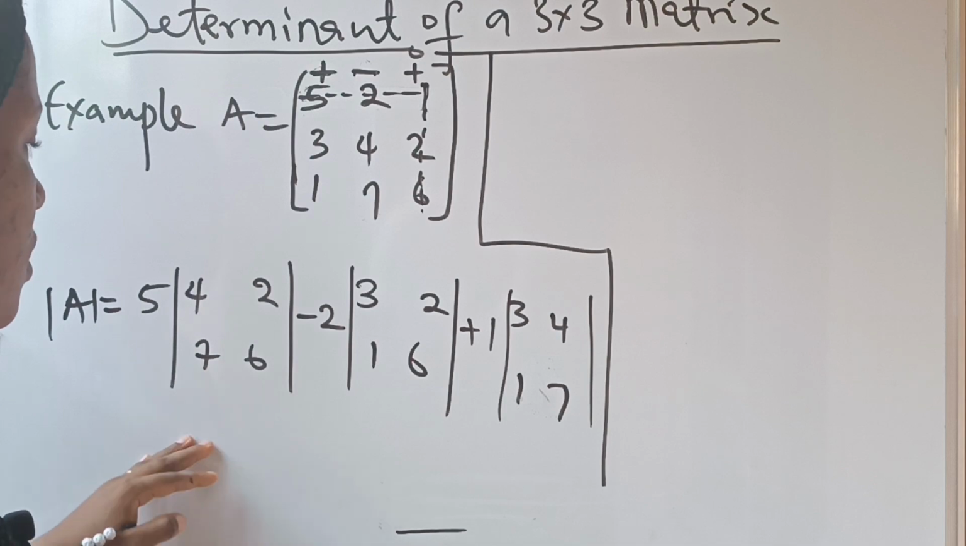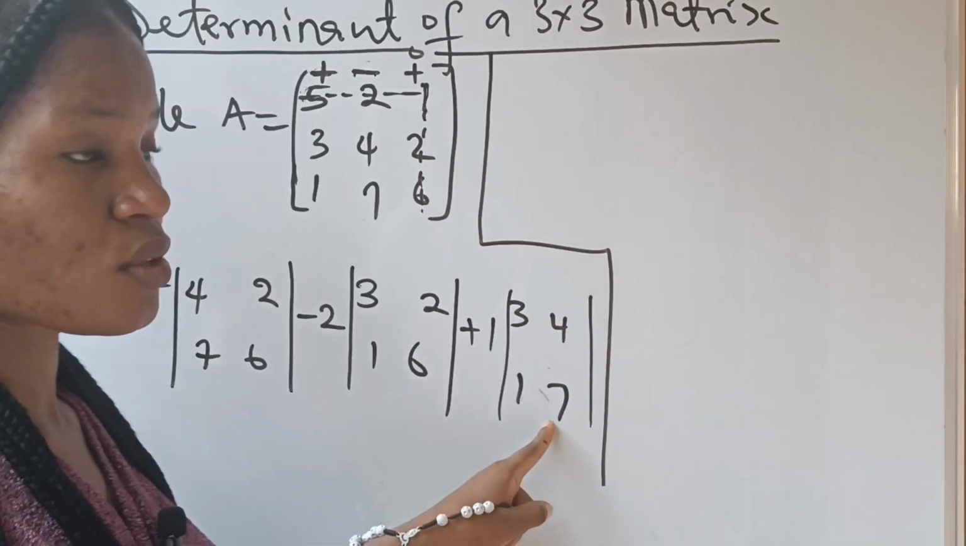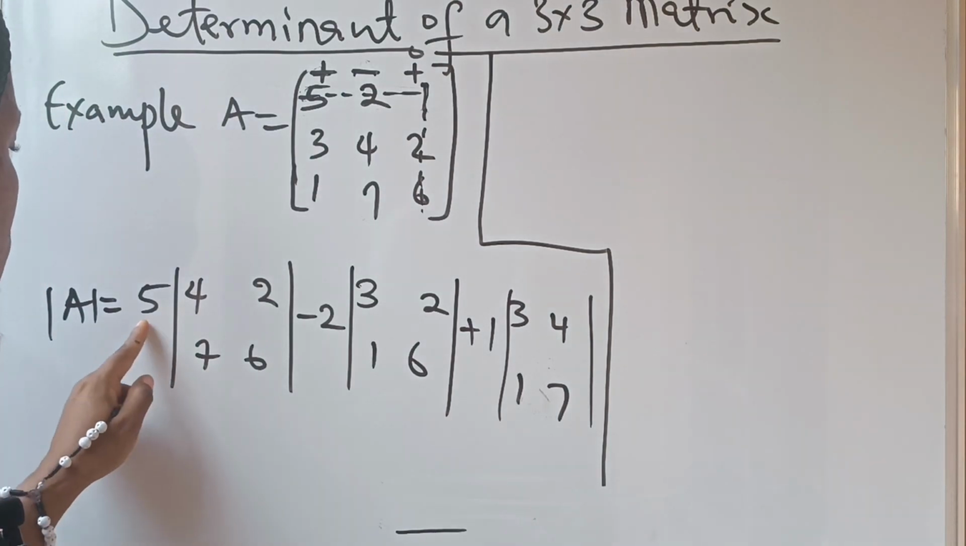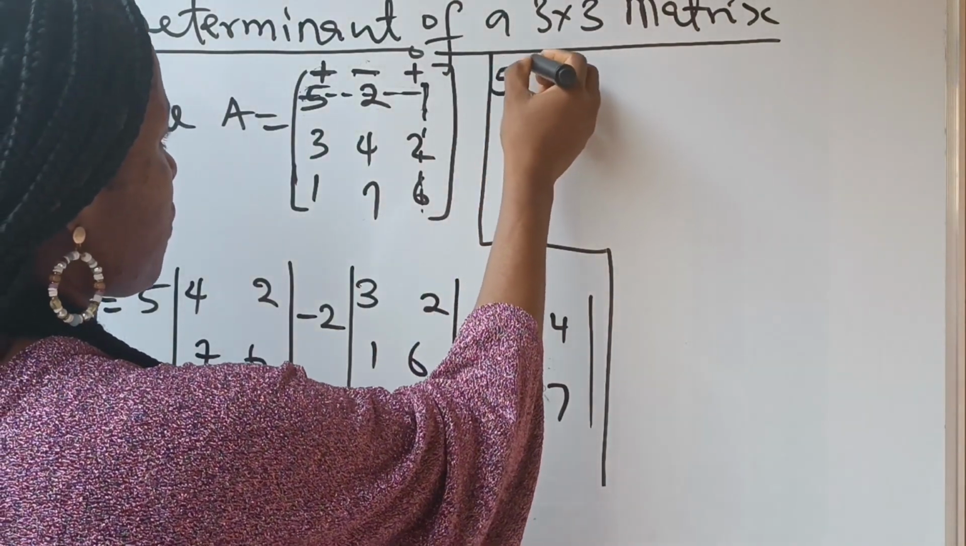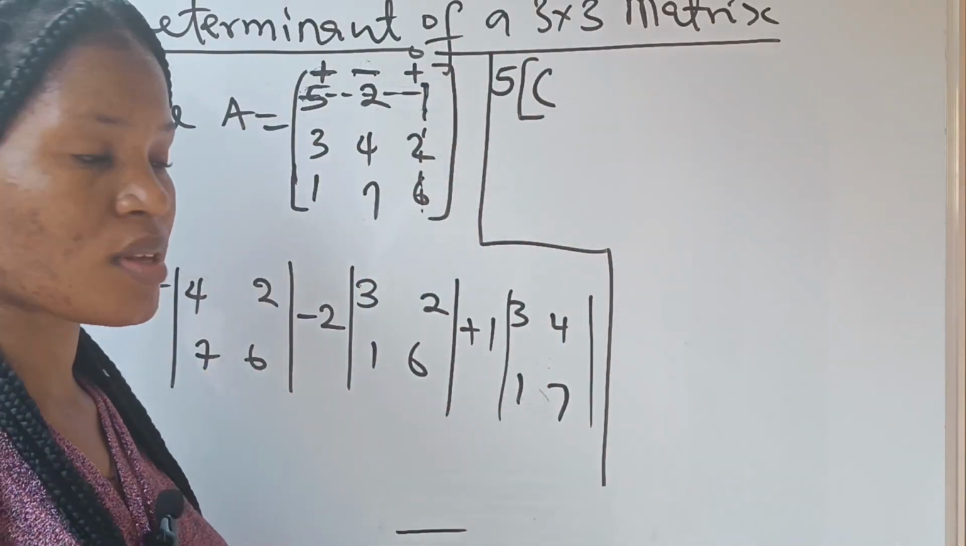If you look at this, you are going to notice that we have a 2 by 2 matrix, a 2 by 2 matrix, and a 2 by 2 matrix. So we are going to get their determinants right away. So the first one is 5. Now, how do you get the determinant of a 2 by 2 matrix? It is a very simple thing.